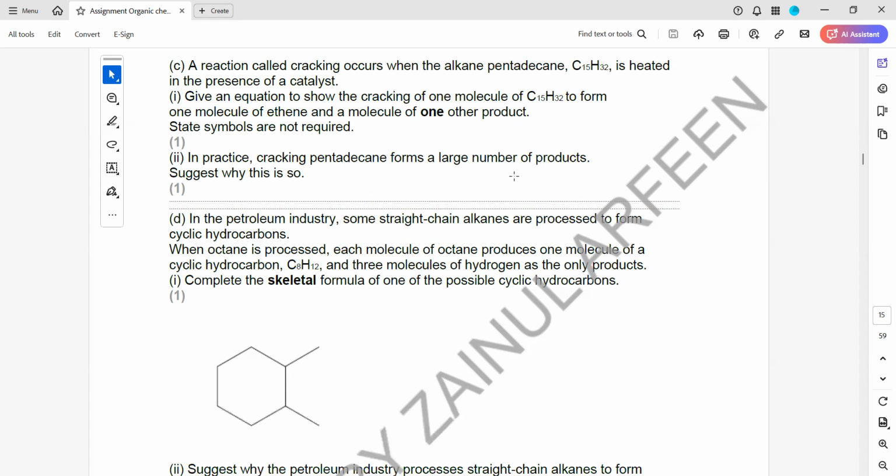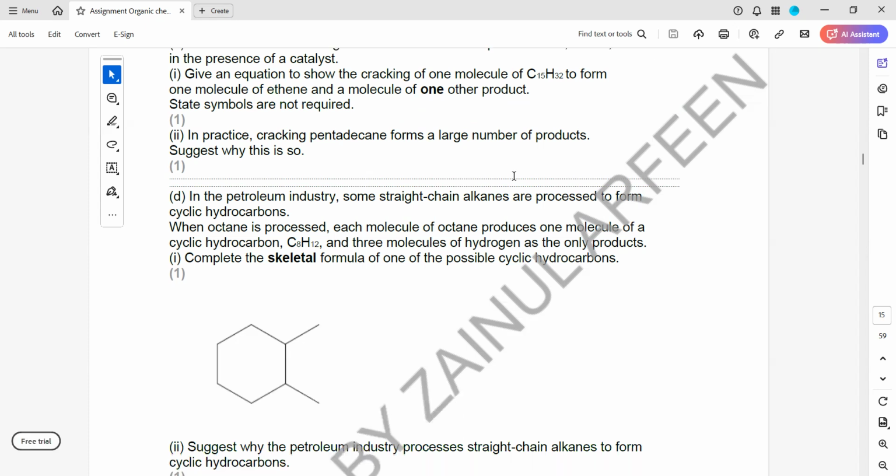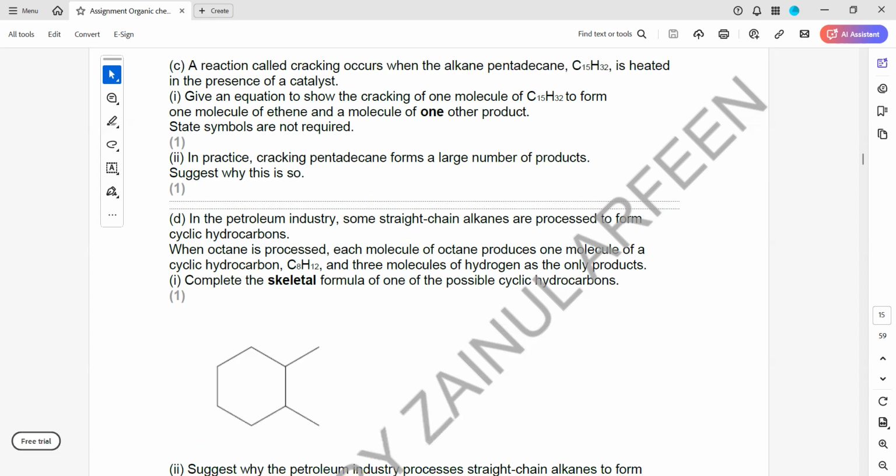In practice, cracking of pentadecane forms a large number of products. Suggest why this is so. What is the reason why there are multiple products? Because any carbon-carbon bond can break in this long chain compound. That's why there are multiple products, it's a very long chain compound, with 15 carbon atoms in the structure.